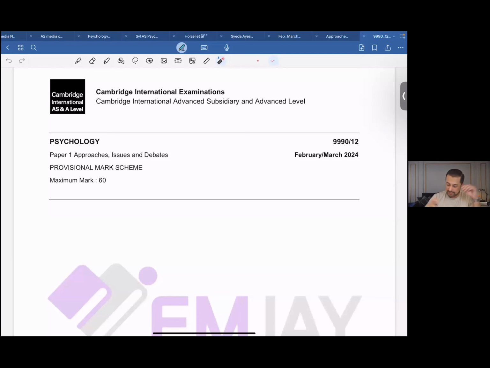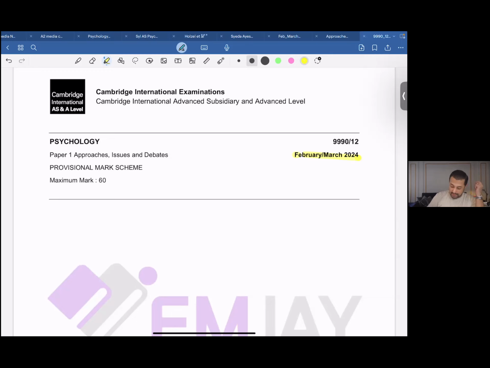Hello, everyone. Today, I'd like to discuss paper one that we had in the February-March 2024 session. Now, about this paper, I'd like to use the marking scheme to help students understand what the marking mechanism is that the CI uses, and to possibly avoid making mistakes that eventually lead to students losing their marks.